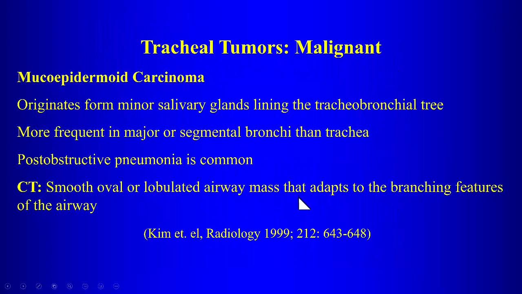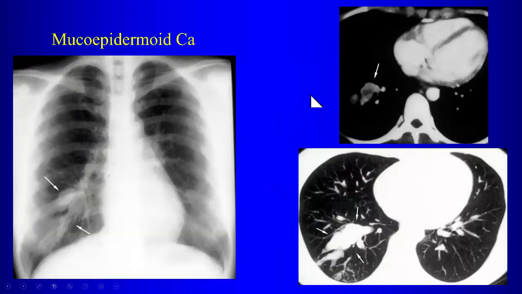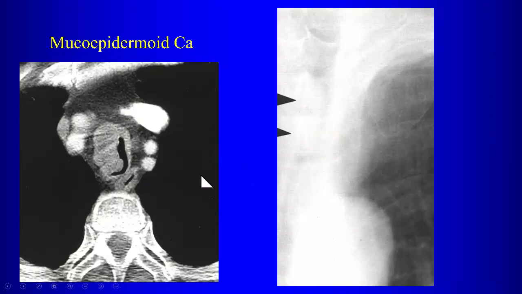And then mucoepidermoids. Notice that adenoid cystic and mucoepidermoid are salivary gland types of tumors because they arise from salivary gland rests that occur in the tracheal wall. That's why we have these types of tumors that can also occur within the trachea. Mucoepidermoids tend to affect the segmental airways. They can cause dilatation of the airways like you see in this example. That's mucoepidermoid. Here's an example that happened to occur in the trachea.